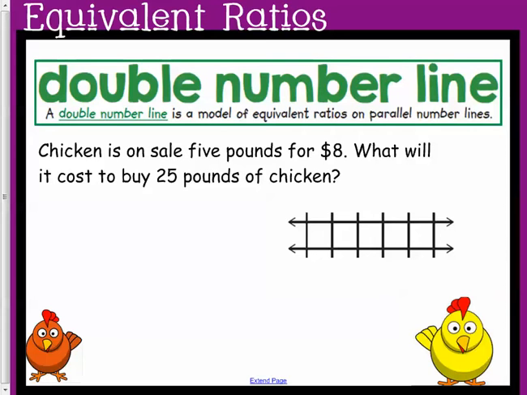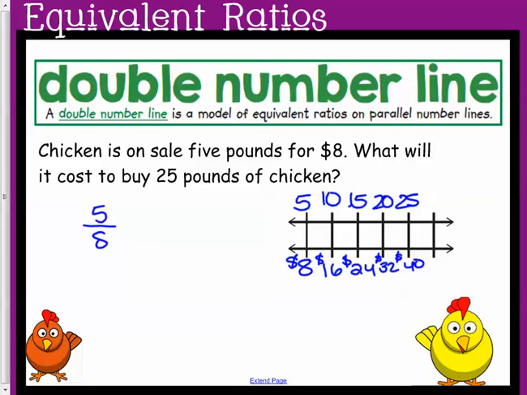Okay, so I'm going to put mine 5 pounds for $8. So 10 pounds for $16. 15 pounds. Okay, add 8 to that, $24. 20 pounds would be $32. So 25 pounds would be $40. You could also set it up like this.